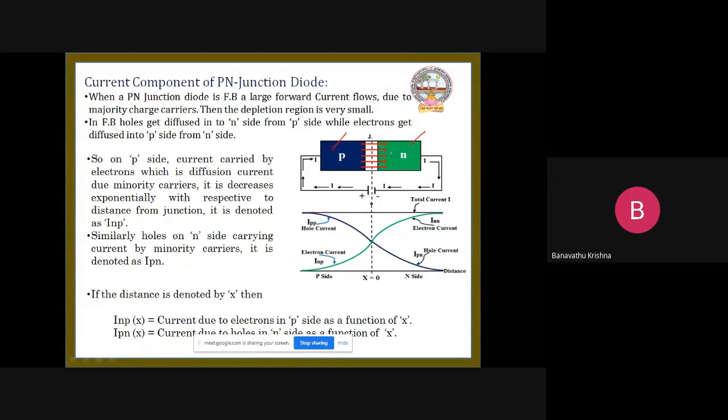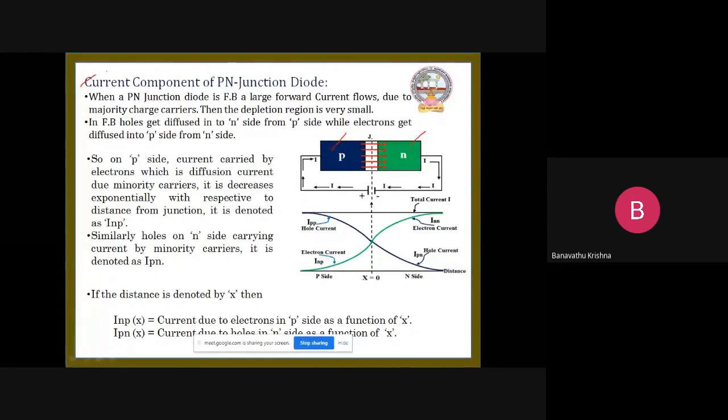As I told you in previous classes, we discussed the open circuit PN junction, the energy band theory and energy band diagrams for P-type and N-type materials, the PN junction diode operation in the two biasing conditions, forward bias and reverse bias, and also the VI characteristics of the PN junction diode. Now I am going to discuss the current components of the PN junction diode.